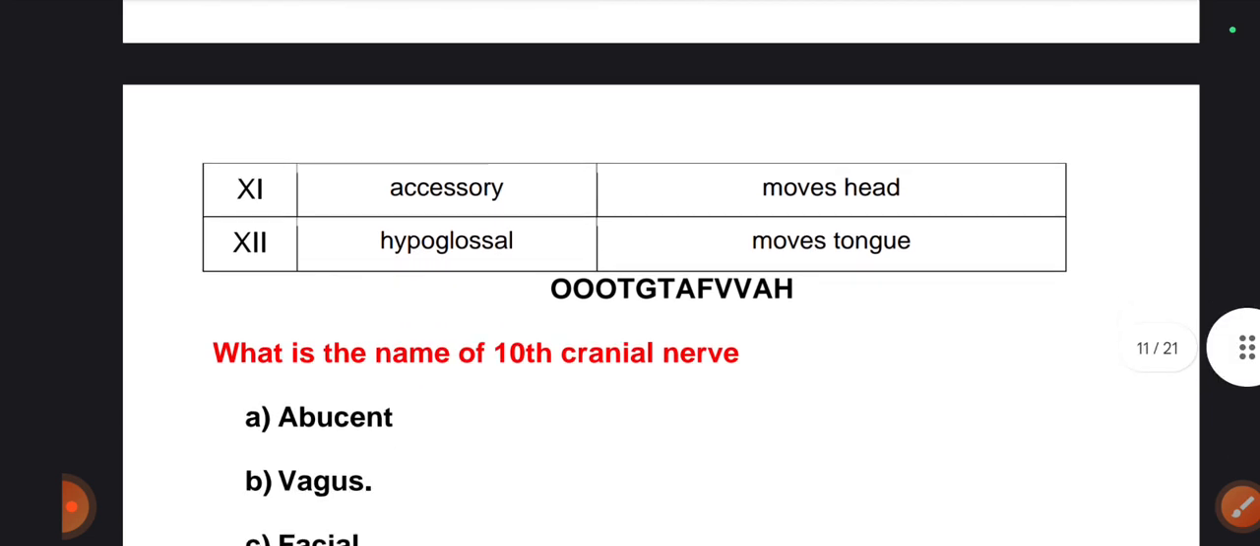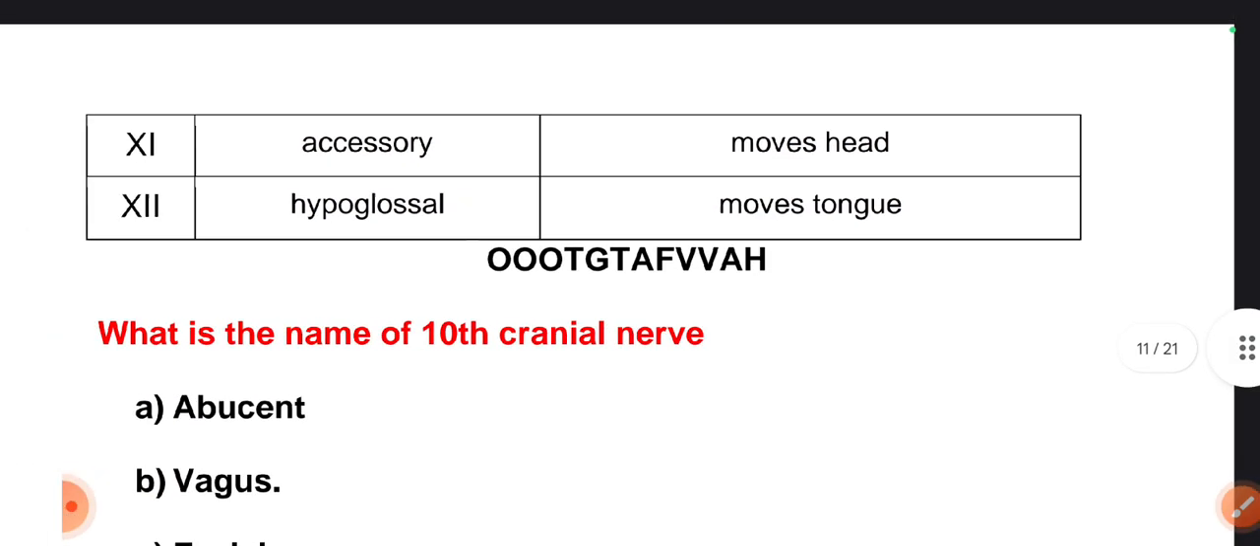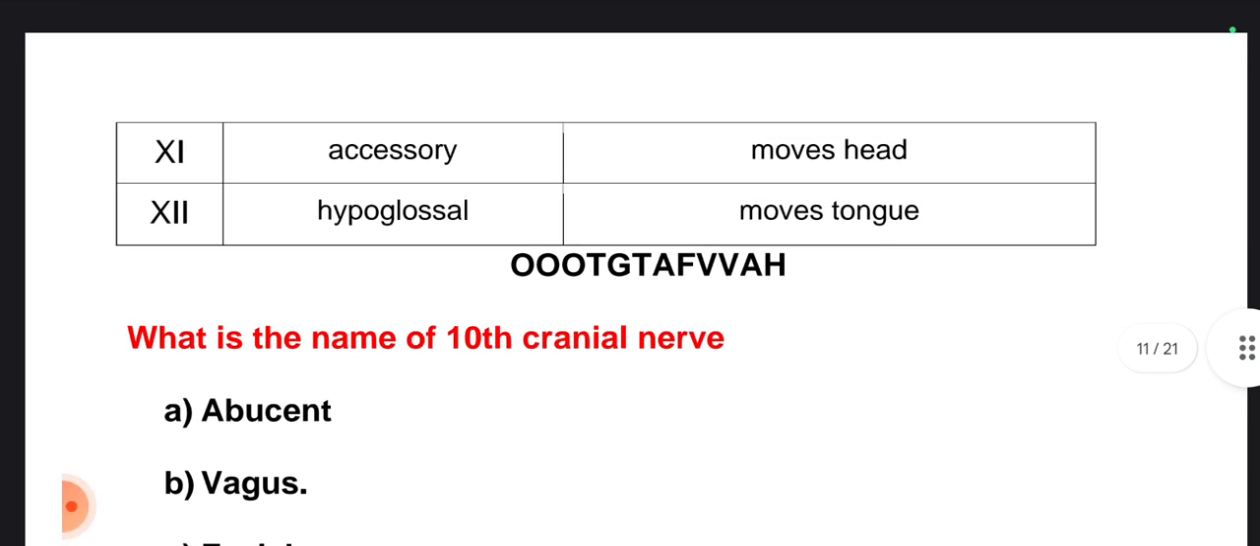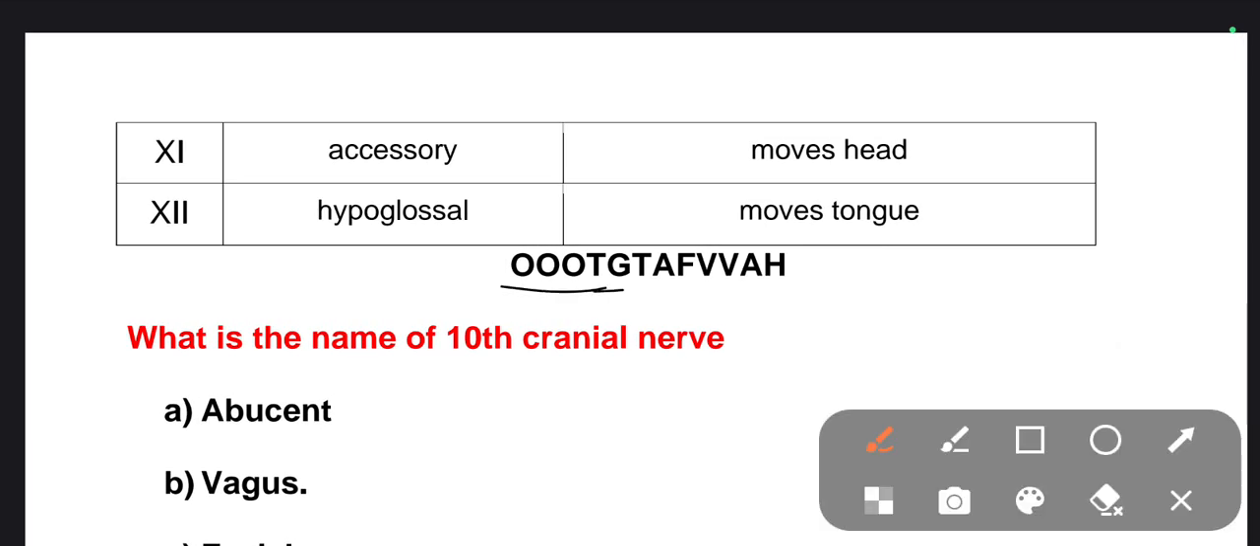So the shortcut is the triple O TGT AFVGAH. So this is the total of 12 cranial nerves.